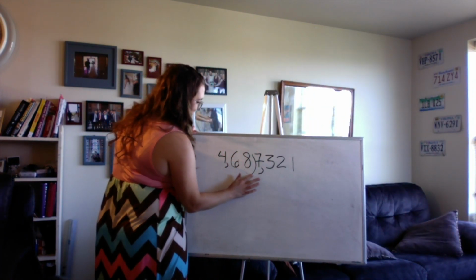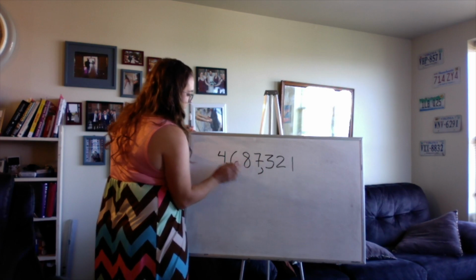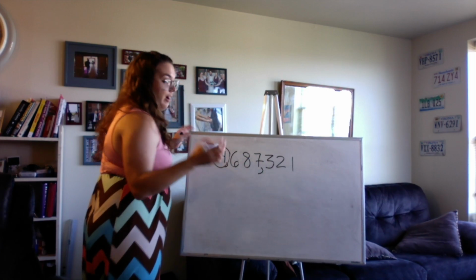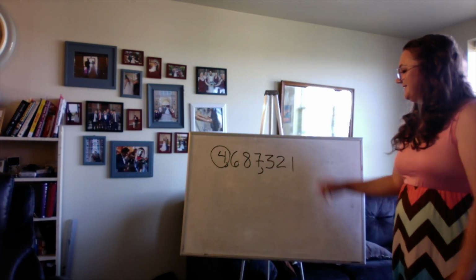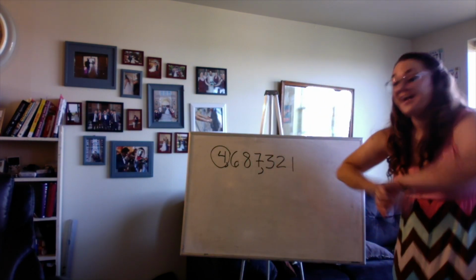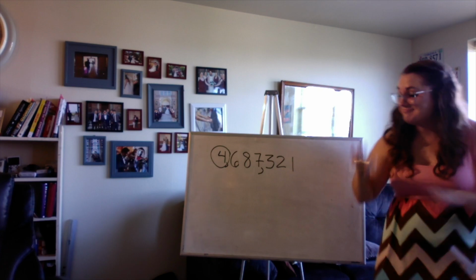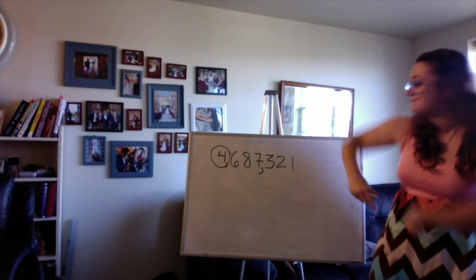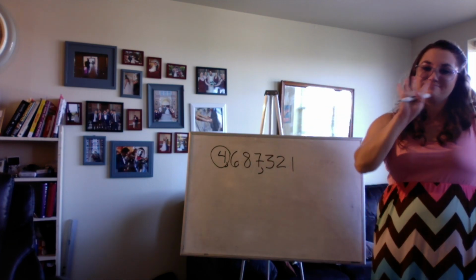Let's do one more problem like this. Let's say we're not trying to find the value of the 8, but instead we're trying to find the value of this 4. So let's get ready to count again. We have ones, tens, hundreds, thousands, 10,000s, 100,000s, millions. So we have 4 million.